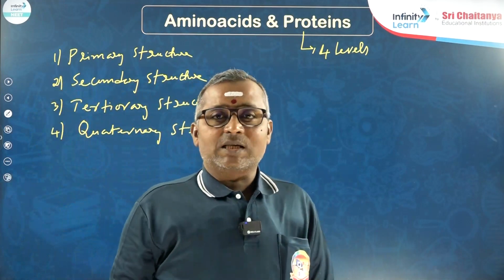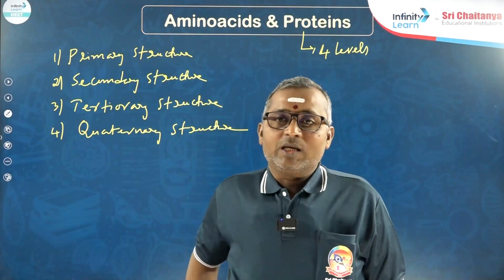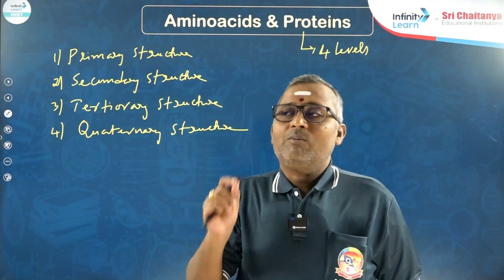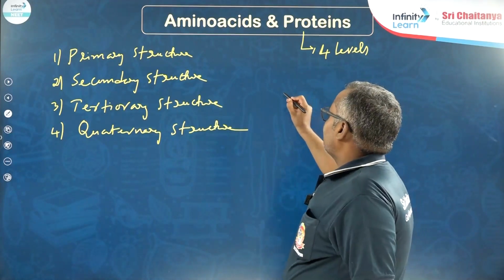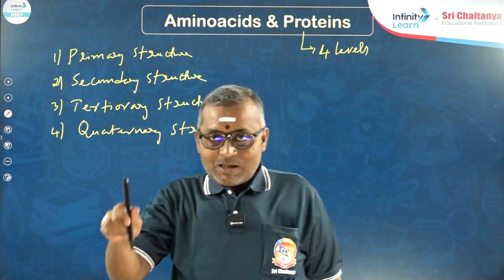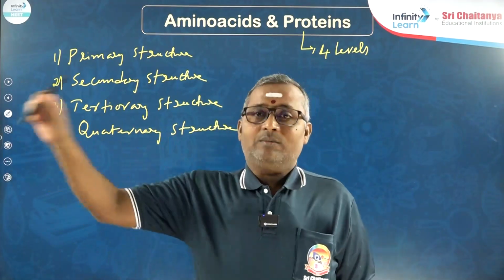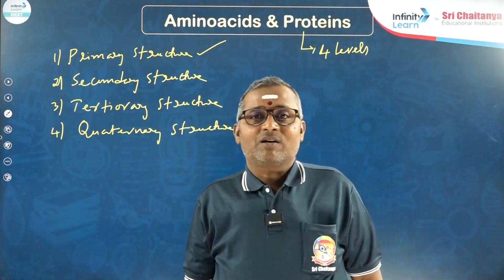Let us see first about the primary structure of a protein. Primary structure of a protein gives positional information about that protein. Positional information in the sense, it explains which is the first amino acid, which is the second, third, fourth, and so on. Such information is obtained from the primary structure of a protein.